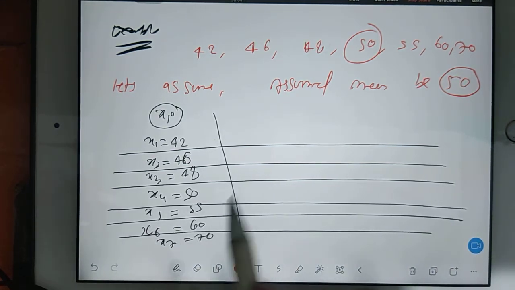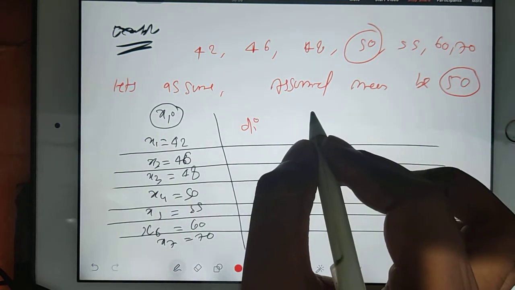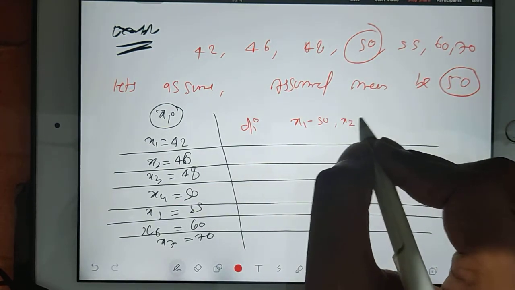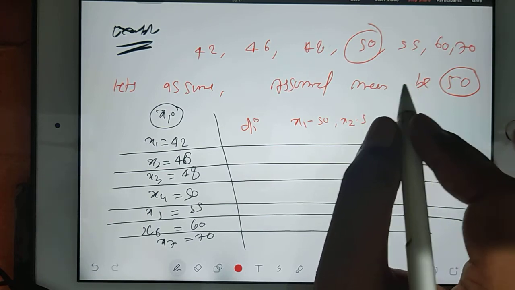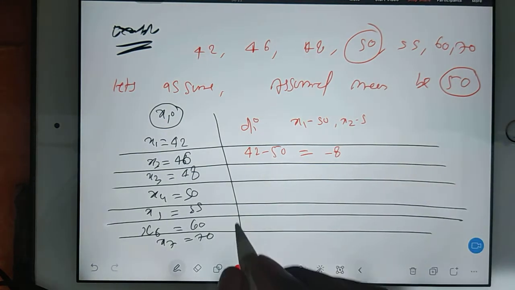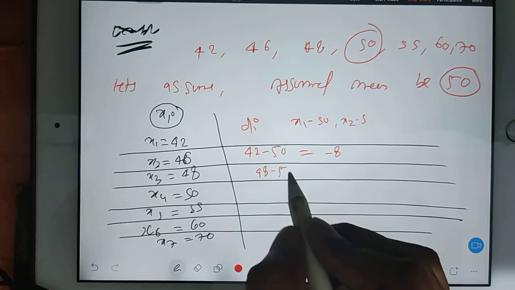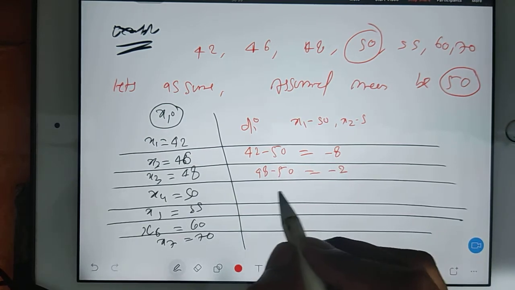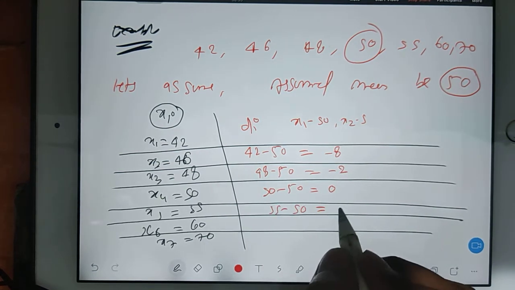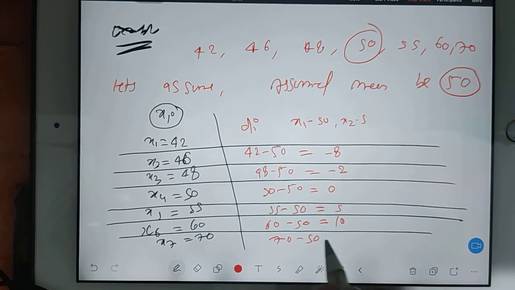After that, you have to find di. Di means you have to calculate x1 minus 50, x2 minus 50. These things you have to calculate. So x1 minus 50, it means 42 minus 50 will give you minus 8. Then 48 minus 50 will give you minus 2. In the same way, 50 minus 50 will give you 0. Then 55 minus 50 gives 5, 60 minus 50 gives 10, and 70 minus 50 gives 20.